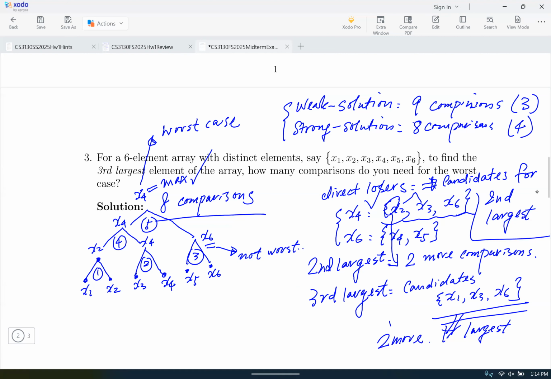Okay, all right. After 3 rounds, the total is 5. First round 5 tournament. Second round 2. Third round 2. Total you have 9 comparisons. Right? That's the weak solution. If you can do this, you get 3 points. Because it's a weak solution, not the best one.